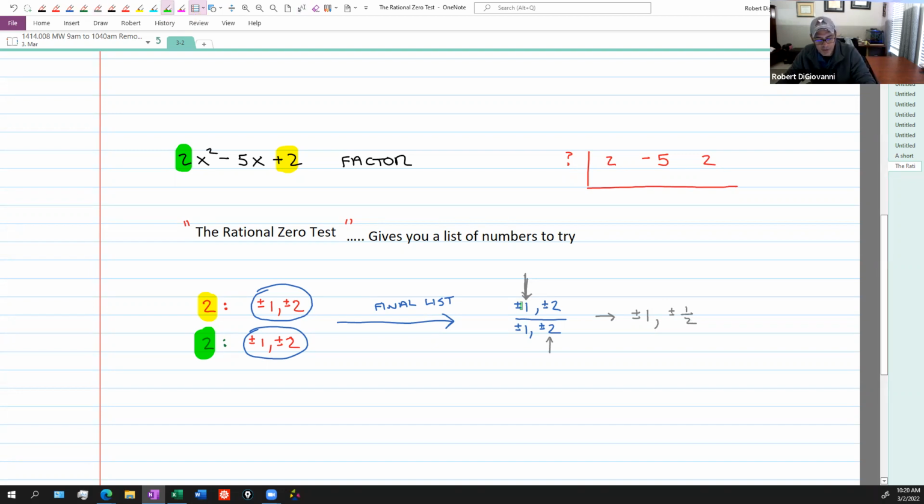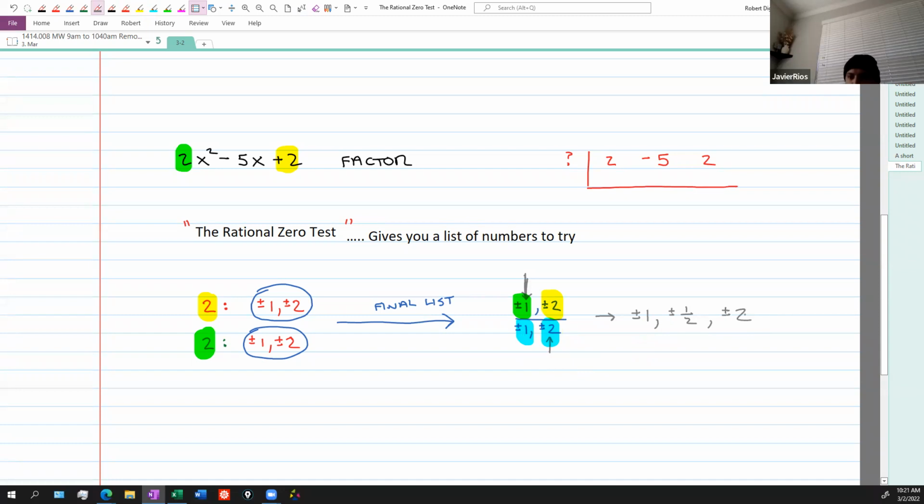So again, what I've done here is I've taken the 1 and I've divided that 1 by both of these numbers. And I created these 2 things, right? Then I go to the second number and I do the same thing. What's plus or minus 2 over plus or minus 1? Plus or minus 2, right? Lastly, I do plus or minus 2 over plus or minus 2. But wouldn't that just be plus or minus 1?